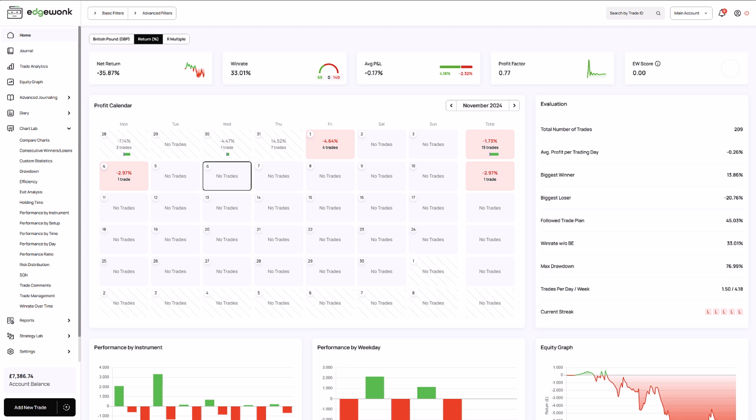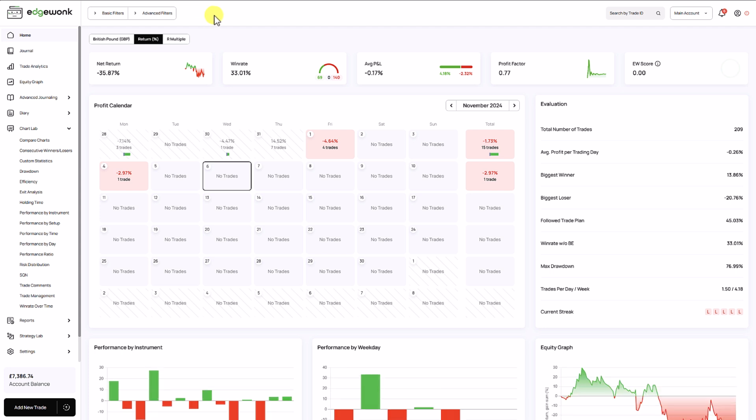Welcome to another Edgewonk journal review where we dive deep into the trading journal of one of our customers. In today's session, we'll start by analyzing why this trader is underperforming, identifying the causes of losses, and looking for patterns that might explain his results. And spoiler alert, this review has some very fascinating insights.